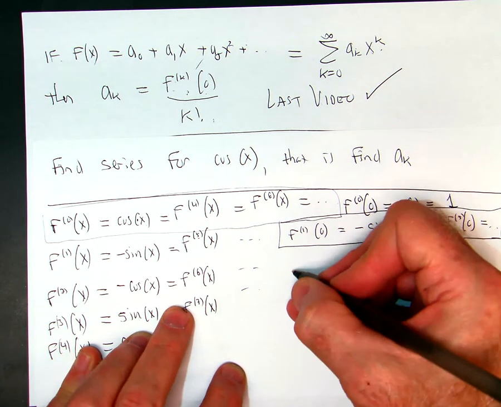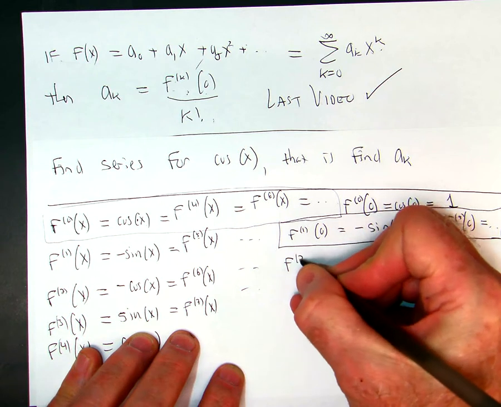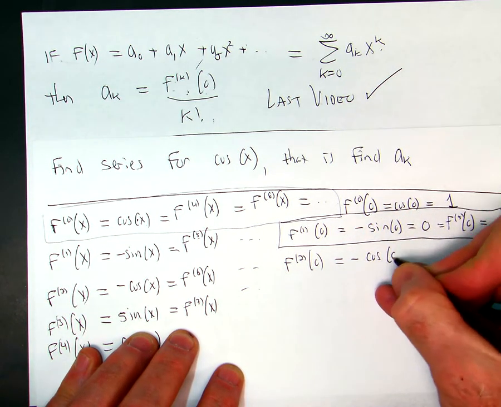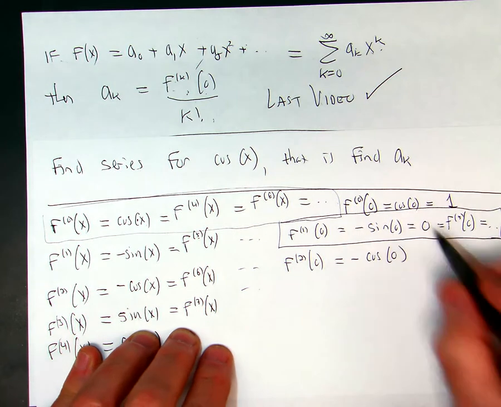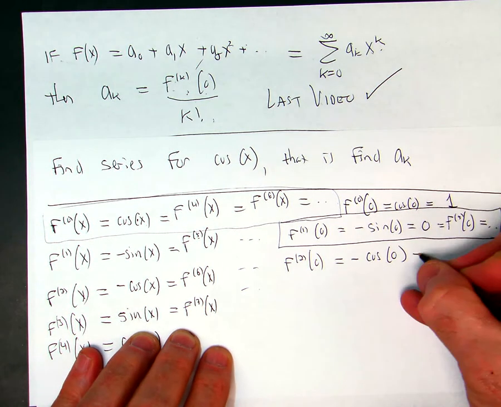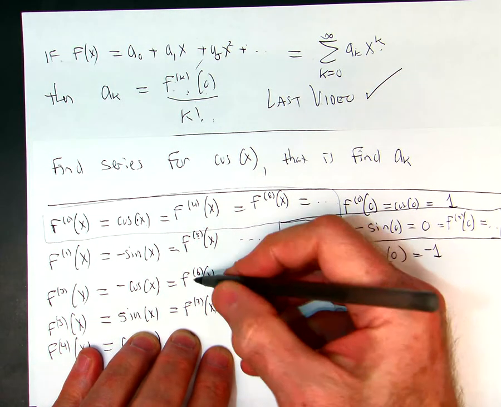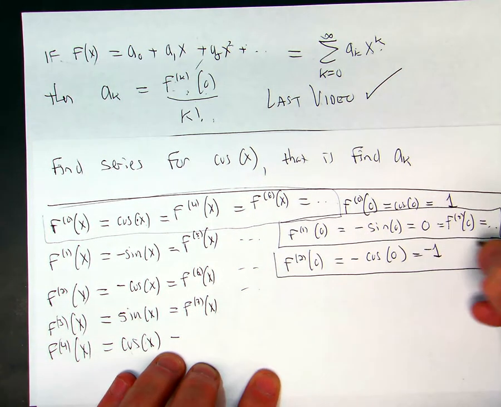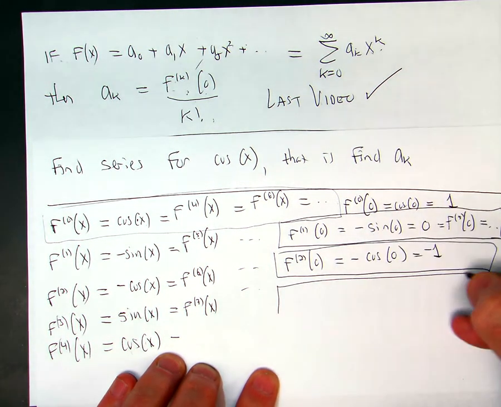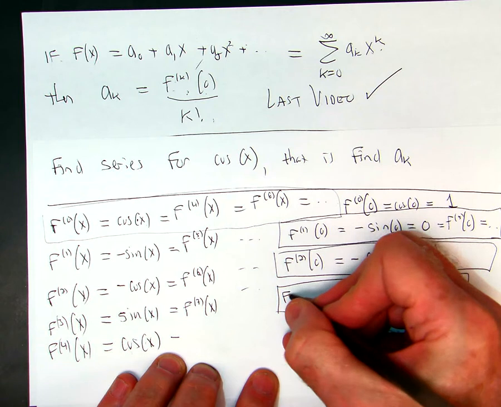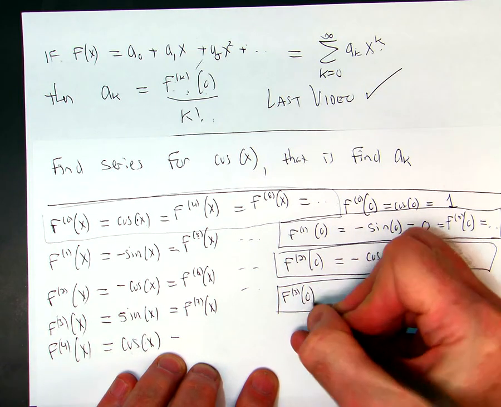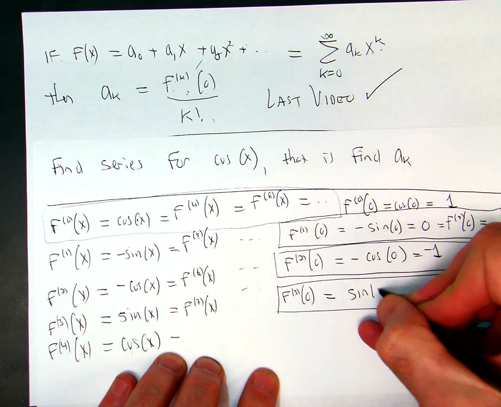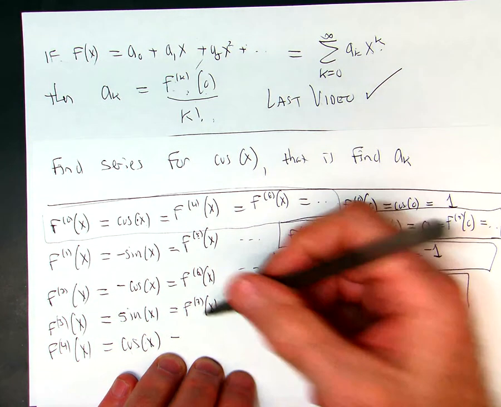Okay. The second derivative at 0 is just going to be the opposite of this. Minus cosine, that's going to be minus 1. And that's going to be the same for the sixth derivative, the 10th, and so forth. And finally, the third derivative at 0 is going to be sine of 0, which is 0. And that's going to be the same for the 7th and 11th.